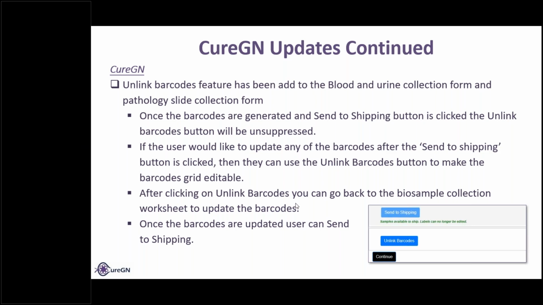And then after clicking the unlinked barcodes, you can go back to the biosample collection worksheet to update the barcodes. And then once the barcodes are updated, you can send back to shipping. If you've already shipped the samples though, you'll just need to contact us, because this is only for those that have been unshipped, not shipped yet. Okay.